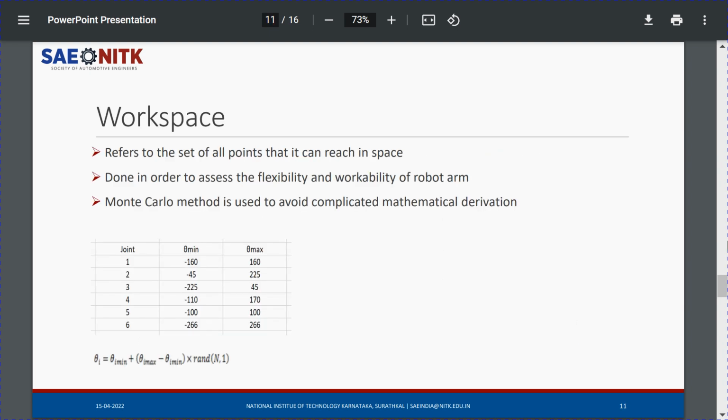The workspace refers to the set of all points that the robot arm can reach in space, and this can be used to determine the flexibility and accessibility of the robotic manipulator. The Monte Carlo method, also called the statistical simulation method, has been used to determine the workspace. Within the range of each joint variable, n random values from 0 to 1 are generated by the rand function, and in our case we have taken the sample points to be equal to 20,000. A large number of sample points also gives a more accurate workspace representation.